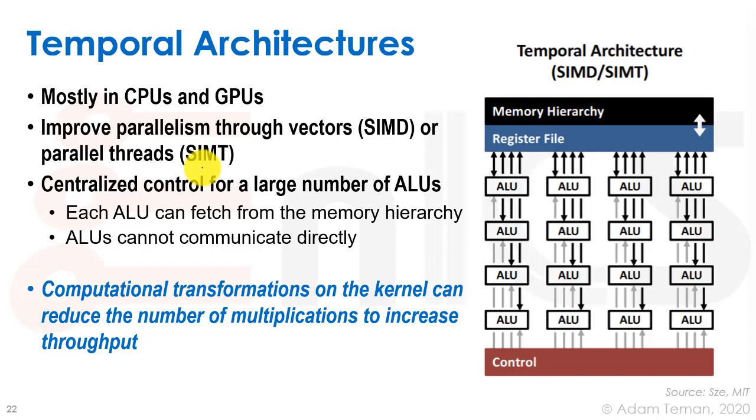So we have centralized control. We have the big control over here, which controls a large number of all these ALUs, these computational units, and we have a register file that is shared by everybody. The ALUs can't communicate directly between them. Since these are big operations like matrix multiplies, and they're very good at doing them, we're going to use computational transformations such as we saw before on the kernel, and this can reduce the number of multiplications to increase throughput.